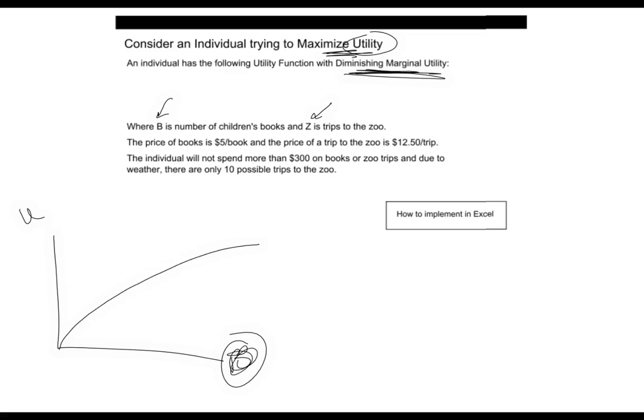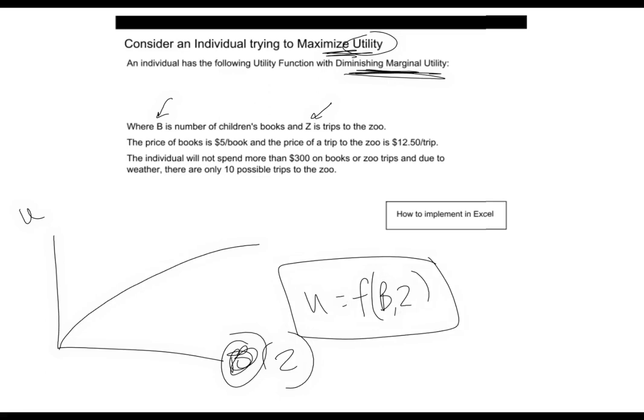Same thing with trips to the zoo. That first trip to the zoo, big jump in your happiness or your utility. But the more and more trips you take to the zoo, the less and less happy it's going to make you. Both of those things, B and Z, bring your utility. So your utility is a function of how much B you have and how much Z you have. I need to posit a utility function. I realize that this example does not have a functional form.